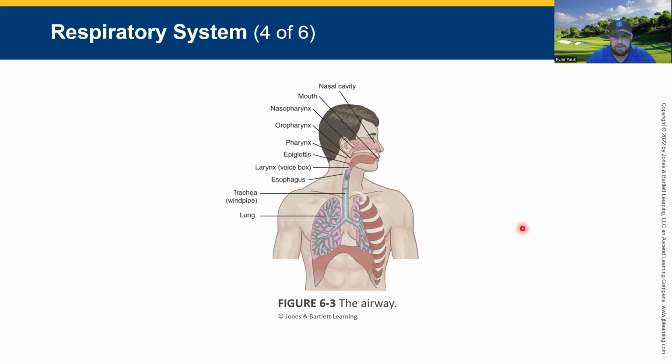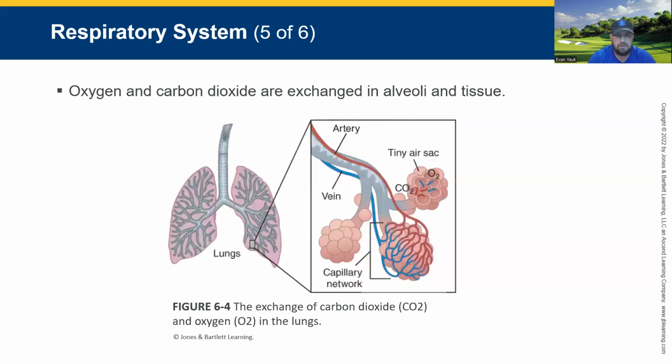Once again, here's everything we just discussed. You've got your nasal cavity, your nose, your mouth, your nasopharynx, oropharynx, pharynx, and epiglottis. It's a little leafy-shaped thing. If you remember that it's leaf shaped, quizzes and tests are going to ask what the leaf-shaped object is. It's your epiglottis. Then your larynx or voice box, your esophagus, your trachea or windpipe, and then we get to the lung. Everything we just talked about just gets repeated.